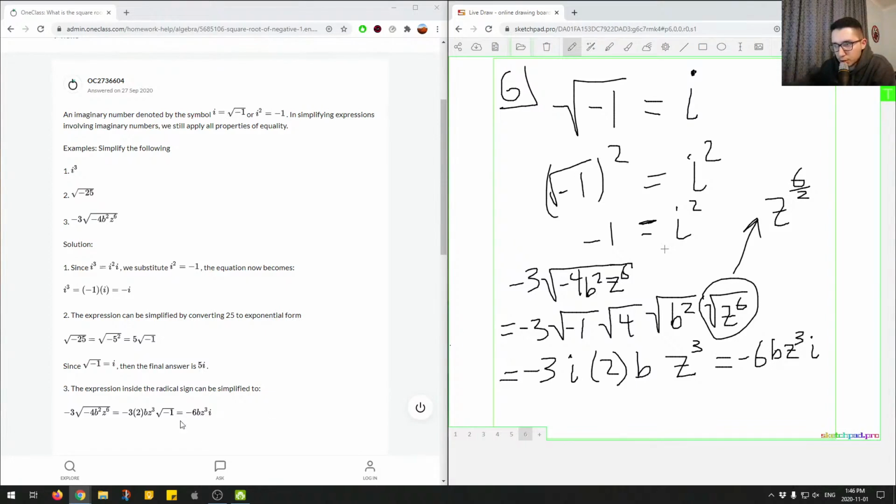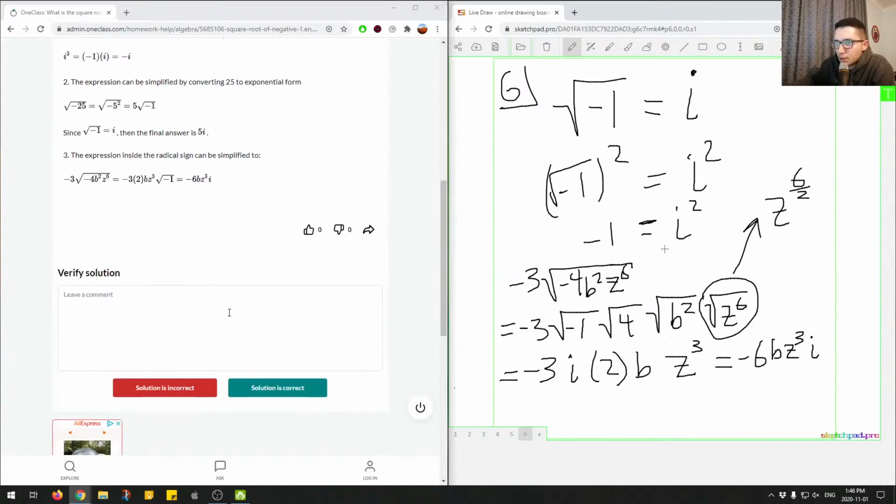So here the junior tutor obtains the correct answer as we've shown over here. So we'll mark this as correct, and we'll move on to the next question. So correct answer, great job. So from these examples, we can kind of see how this expression above is important to know to help us simplify equations with negative square roots.